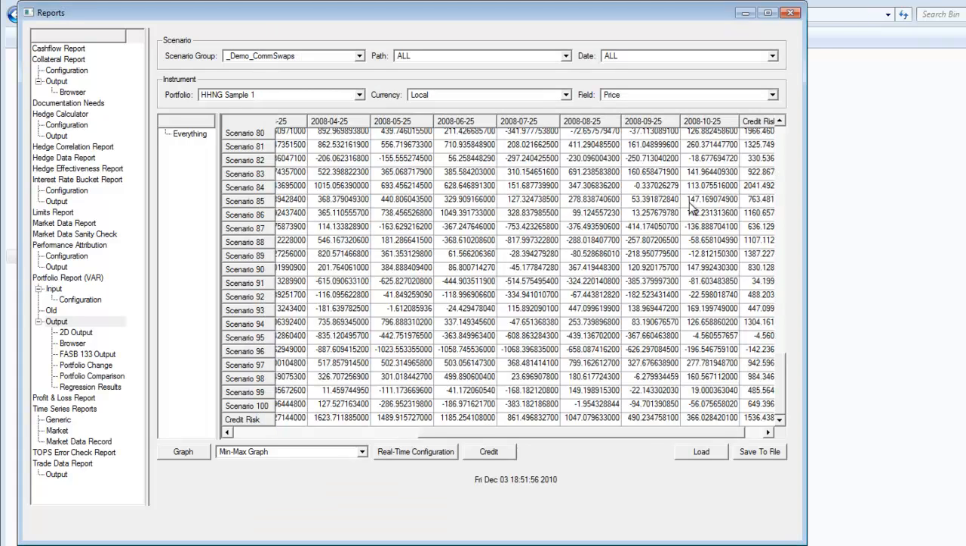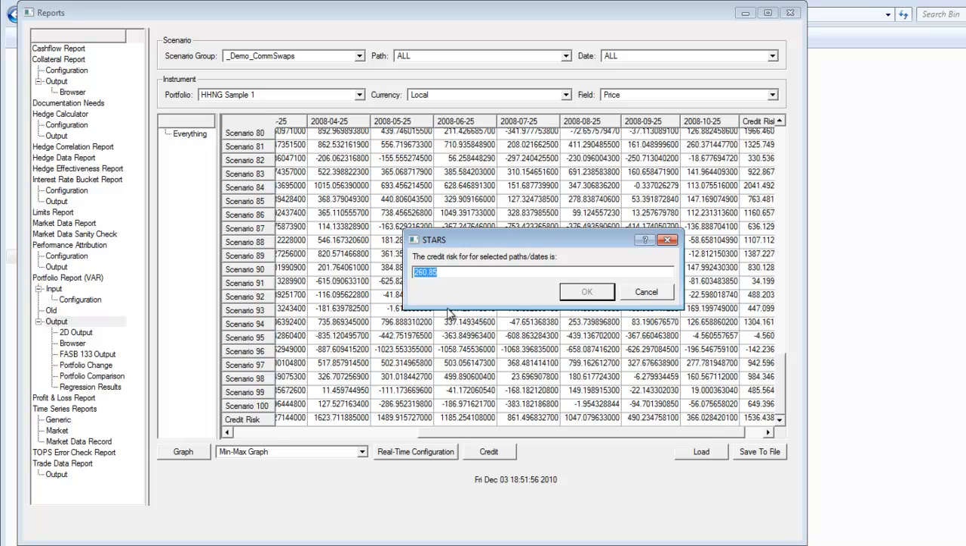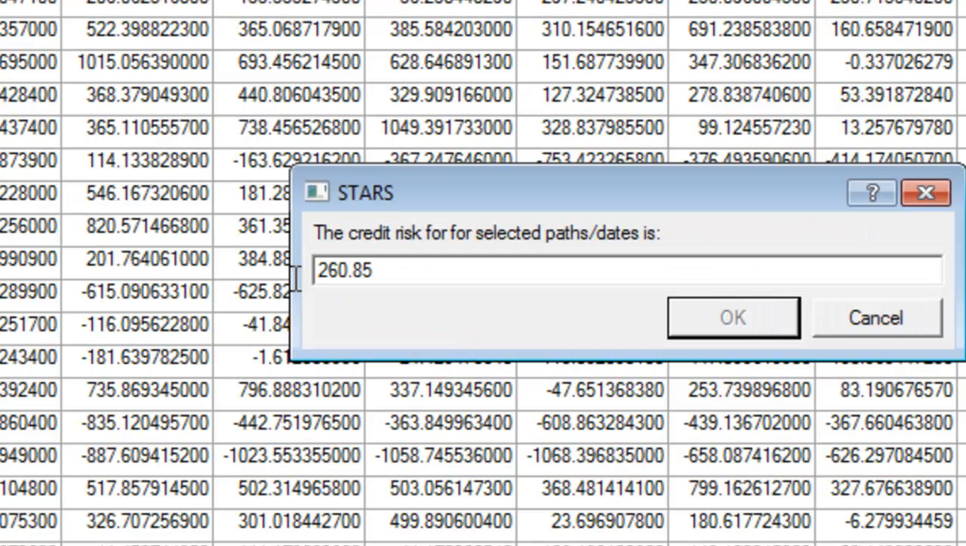The credit risk calculation has one more step, which is to multiply the potential losses by the probability, in each time period, that the counterparty will default. Here we select that last step, and the CVA, or credit exposure, is displayed. This represents the amount that we might expect to lose in those situations where the counterparty goes bankrupt.